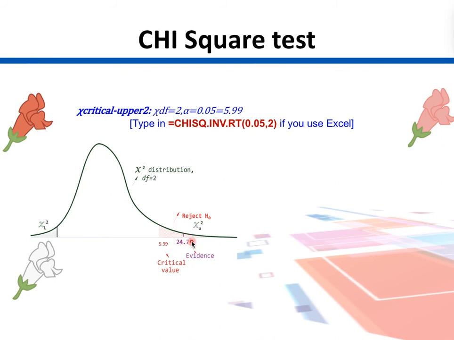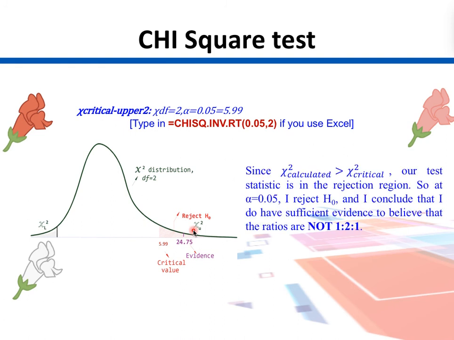Our calculated number is 24.75, which is greater than this, so we reject the null hypothesis. Chi-square calculated is greater than chi-square critical, or the test statistic is in the rejection region. So at alpha 0.05 I reject H naught and I conclude that I do have sufficient evidence to believe that the ratios are not 1:2:1. So the ratios are violated. So this principle of codominance or incomplete dominance is not properly observed here as far as this data set is concerned.